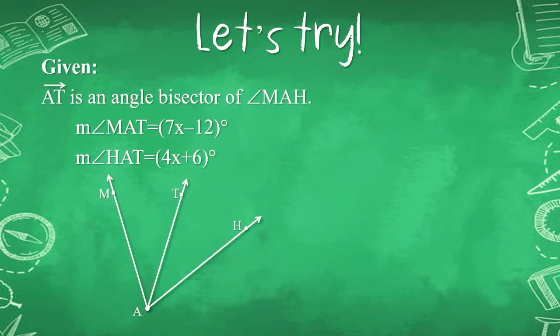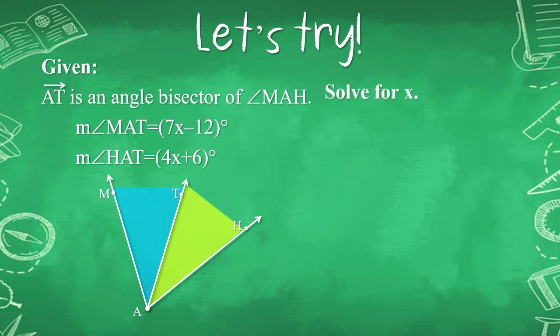How about solving for an unknown value using an angle bisector? Let's try solving the given example that shows ray AT is an angle bisector of angle MAH, in which the measure of angle MAT is equal to 7x minus 12 degrees, and the measure of angle HAT is 4x plus 6 degrees. And let's solve for x.